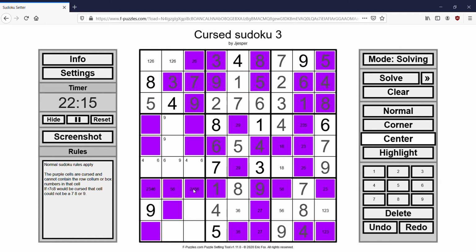Now we have a 5, 6 pair in the row, which means this can't be 5 or 6, which means this can't be 5 or 6. And now we have a 2, 3, 4 triple in the row also, waiting for a little clarification.